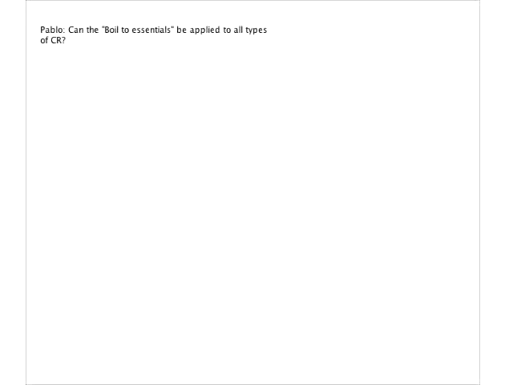Oh, sorry, LBS is an abbreviation for pounds. Units of measure sometimes have weird abbreviations like that. LBS is pounds. OZ can be ounces. It's kind of strange. Okay, can the Boil to Essentials approach be applied to all types of CR? Many types.